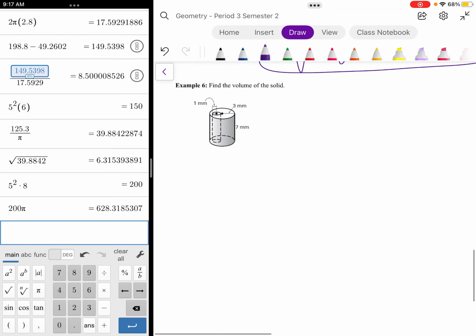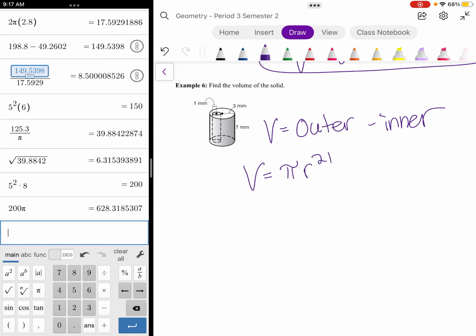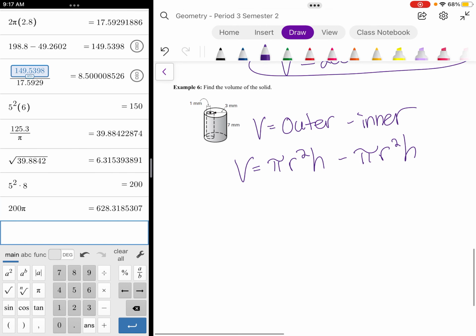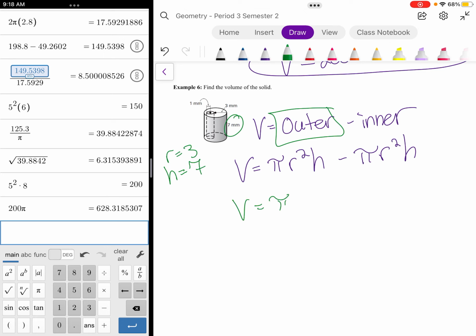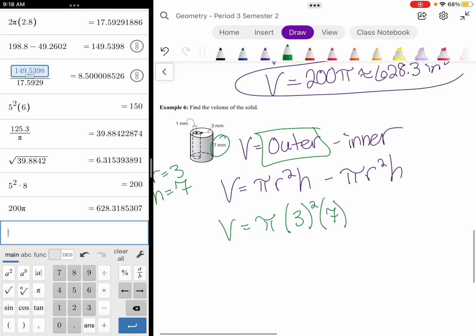Okay. Our next example, we're going to find the volume of the solid. So you'll look, this one has a cylinder cut out of it. So to find the volume, we're going to take the volume of the outer cylinder and we're going to subtract the inner cylinder. So we know volume is pi r squared height. So we need to find our radius and height of both. So looking at the outside one, the radius is 3 and the height is 7. So we can plug that into our formula, pi times 3 squared times our height of 7.